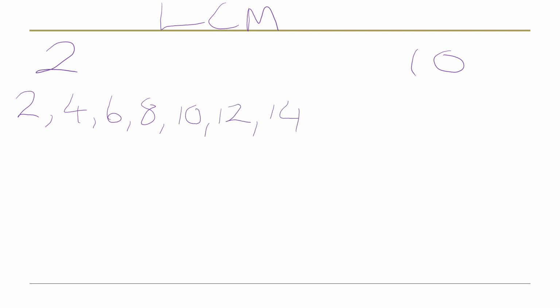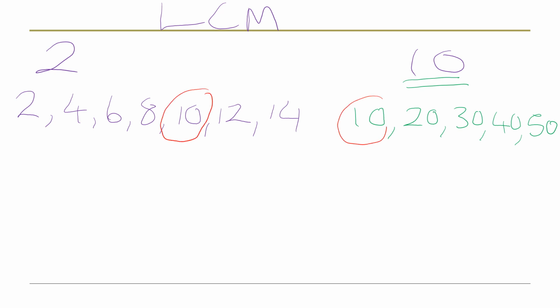And then let's look at 10. We'll do it in a different colour so we can see it a little bit better. So for our 10s, we have 10, 20, 30, 40, and let's stop at 50. And I'm sure you can already see there is one number which matches up in both, and that is our 10. 10 appears in both lists, and it is the lowest number which appears in both lists of multiples.